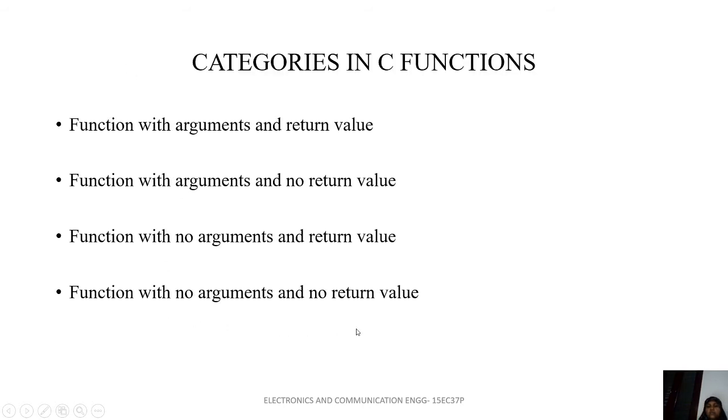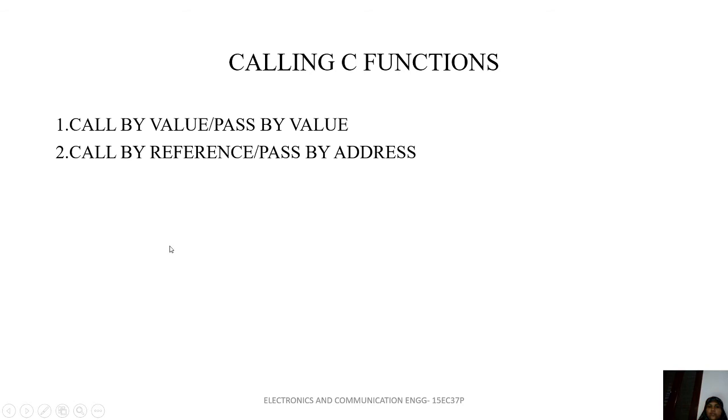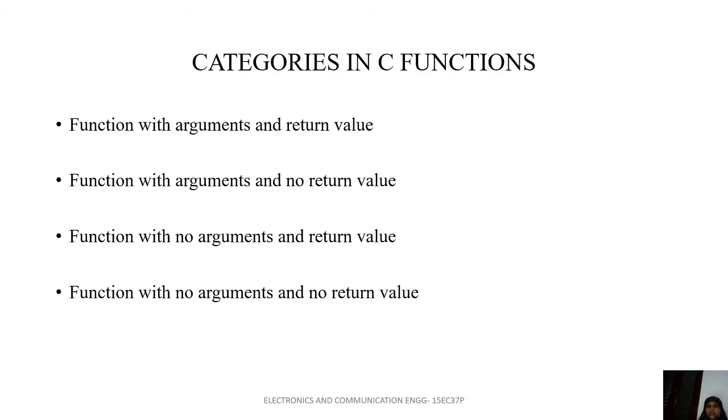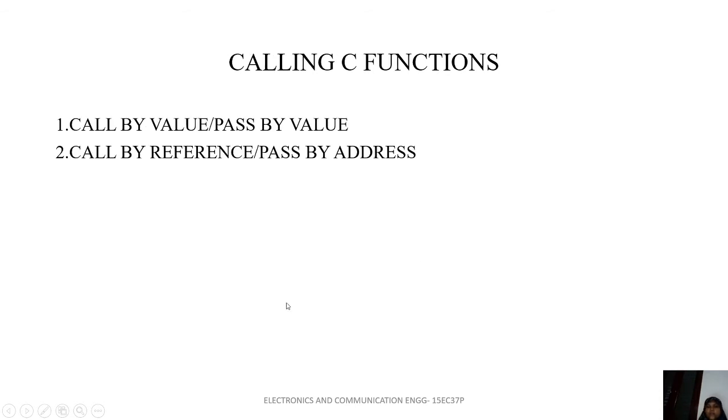Next, function with no arguments and no return value. So here there are no arguments and no return value. A few examples can be written like that also. In the previous case, we have seen a program with arguments and a return value. You can write programs depending upon the requirement: with arguments and no return value, no arguments and a return value, or no arguments and no return value.